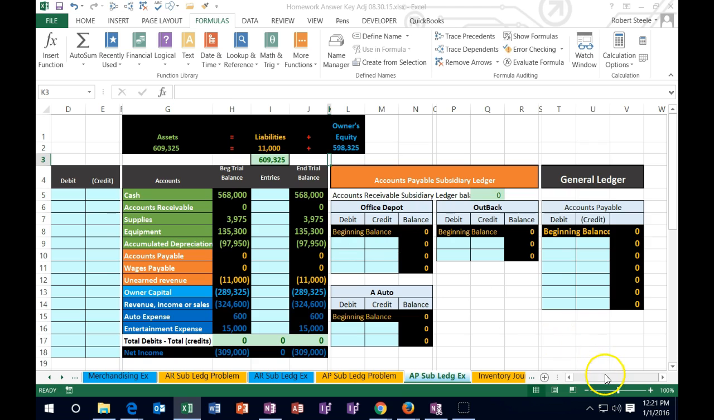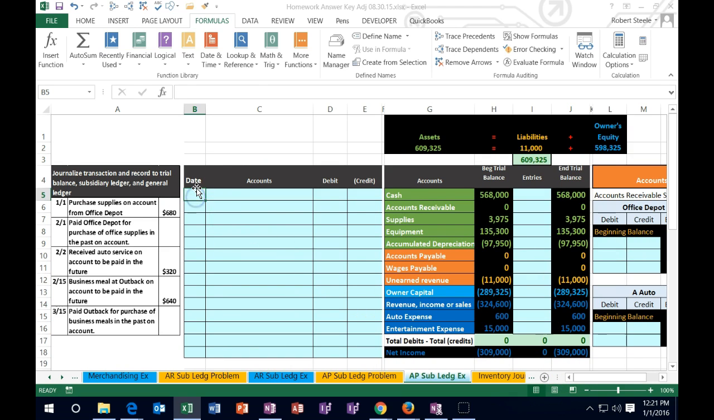Okay, so let's see what we have over here. We're going to start off on 1-1. We're going to say purchase supplies on account from Office Depot. So going through our normal questions, we're going to say, is cash affected? No, in this case, we purchased it on account. So that means that we have an IOU account. We owe someone money. That account is called accounts payable.